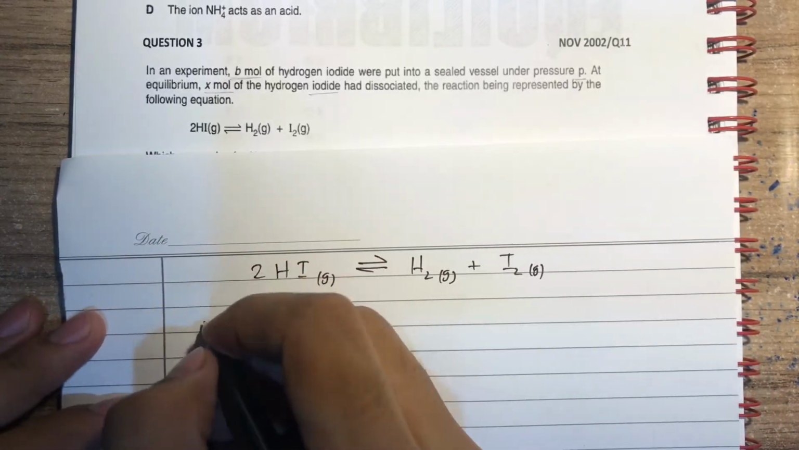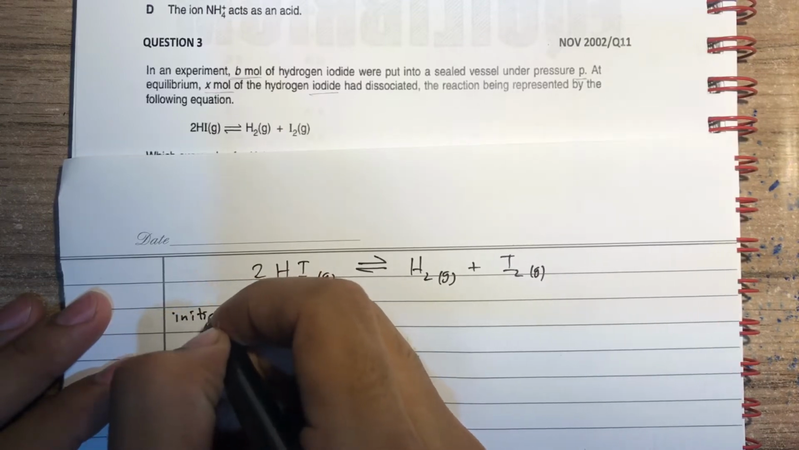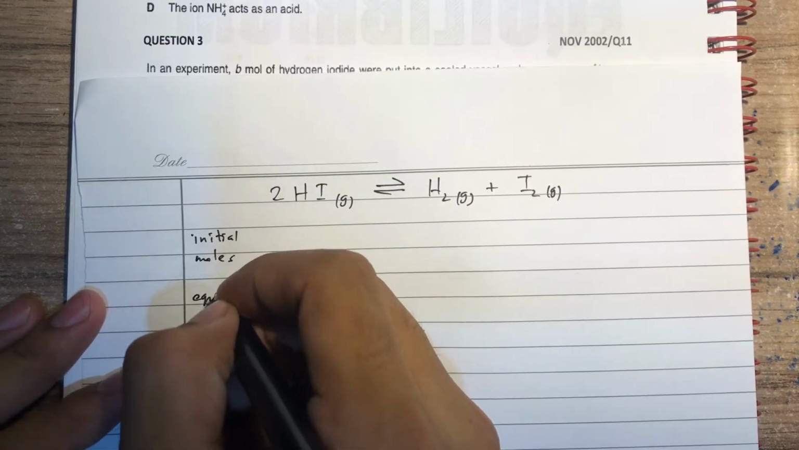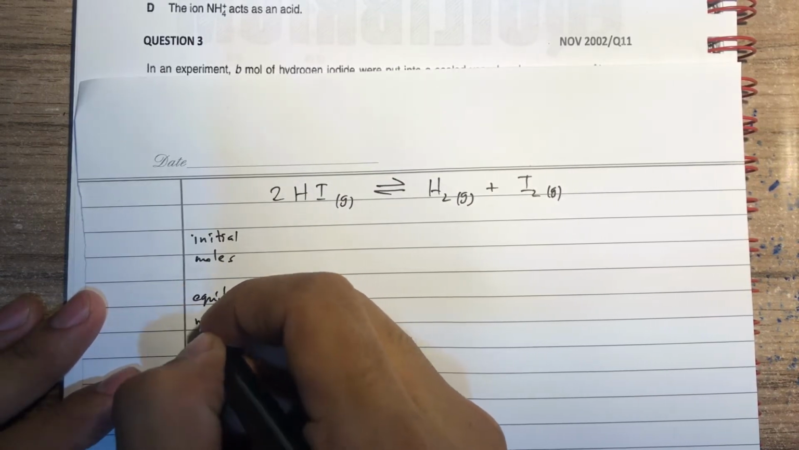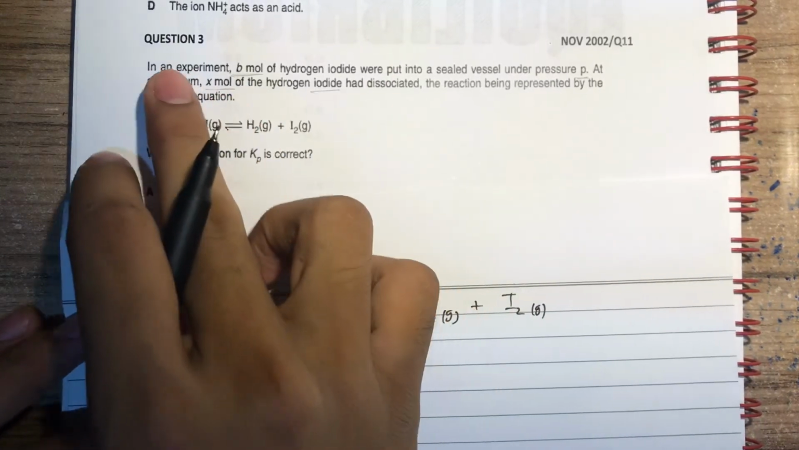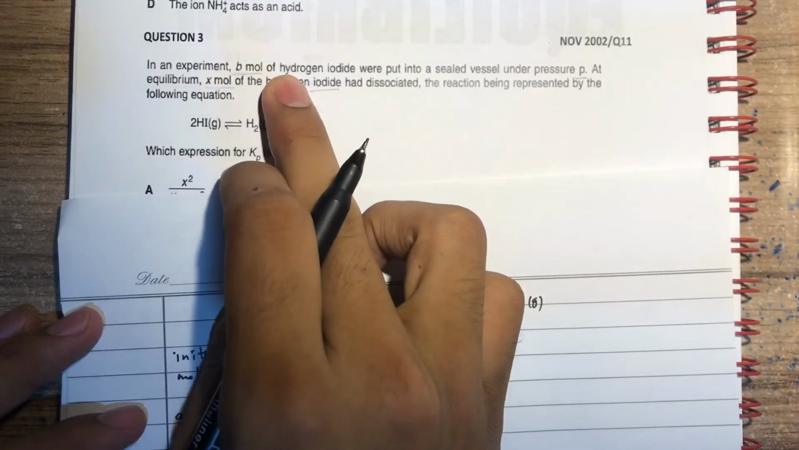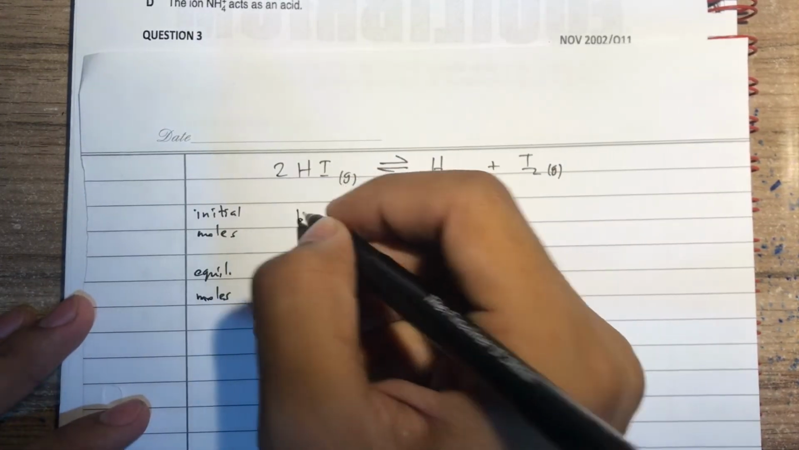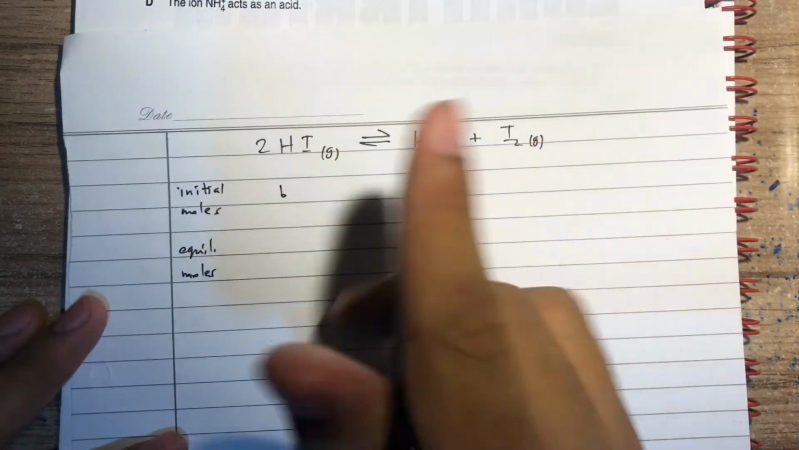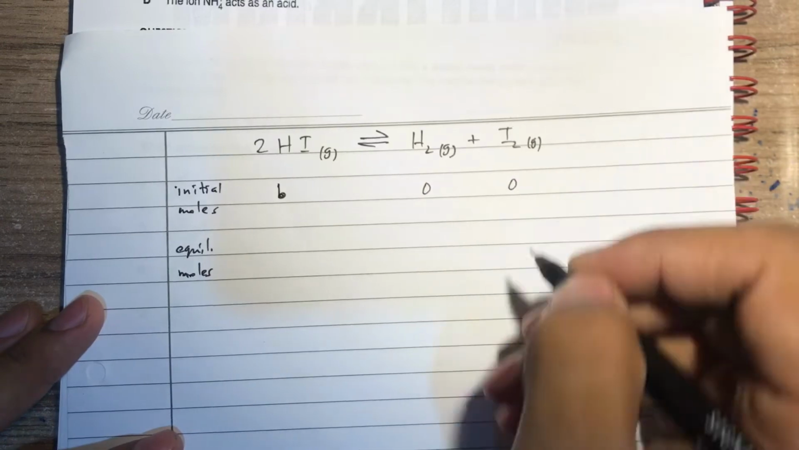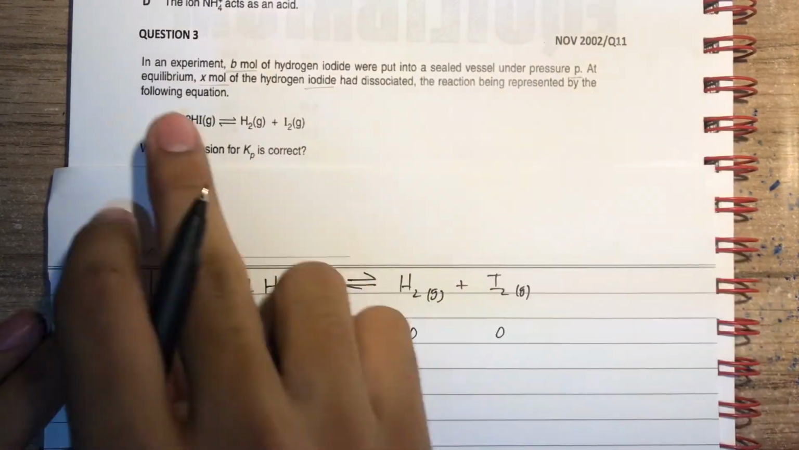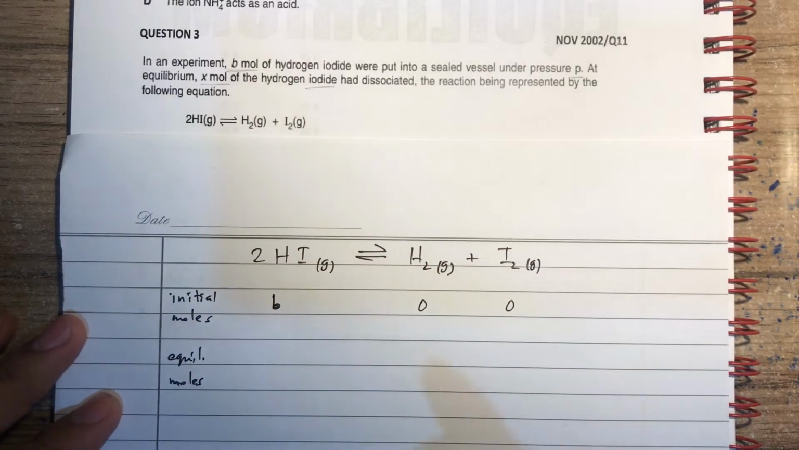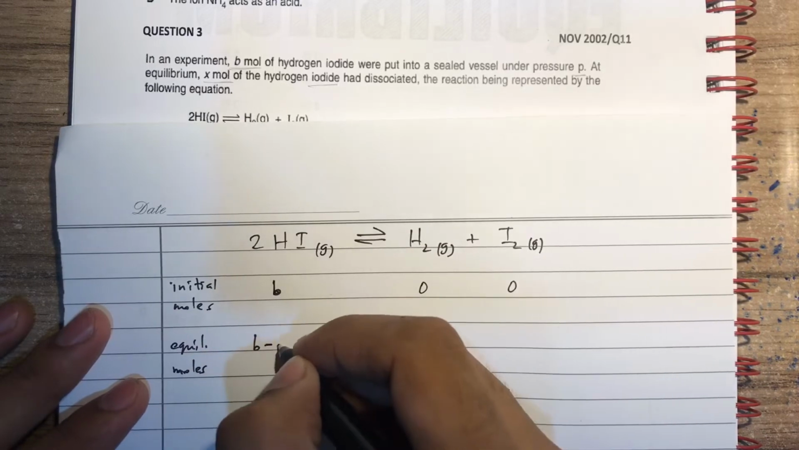Now first I'll write the initial moles, then the equilibrium moles. Initial moles are given as, in an experiment, B mole of hydrogen iodide were put in a sealed vessel. So in the beginning there were B moles of HI, and there is no mention of hydrogen and iodine in the beginning, so that means that there were 0 moles of hydrogen and iodine in the beginning. At equilibrium, X mole of hydrogen iodide had dissociated. That means that X mole of hydrogen iodide had reacted, so this would become B minus X.